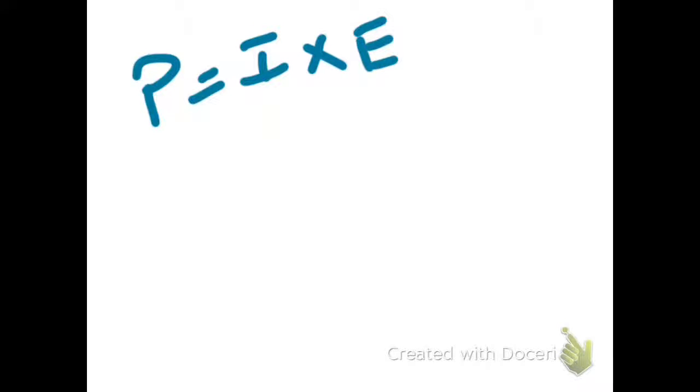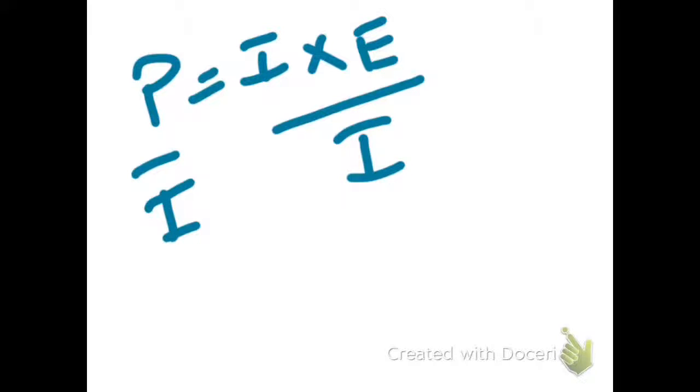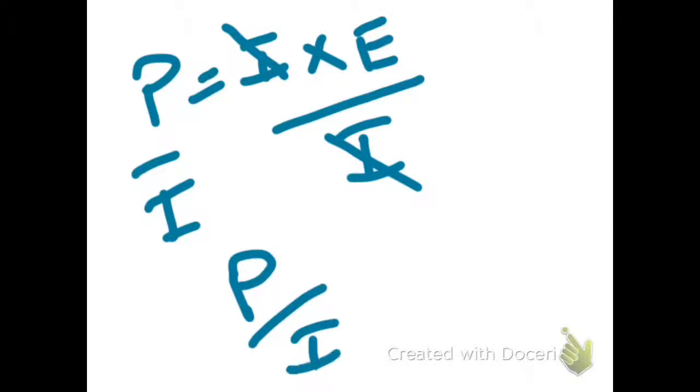Hi, we're going to learn a little bit about transposing some formulas. So first off, we've got the basic power formula, P equals I times E. Now if we want to solve for E, we can just divide both sides by I, which will isolate E on its own because I cancels this I out. We end up with P over I equals E.